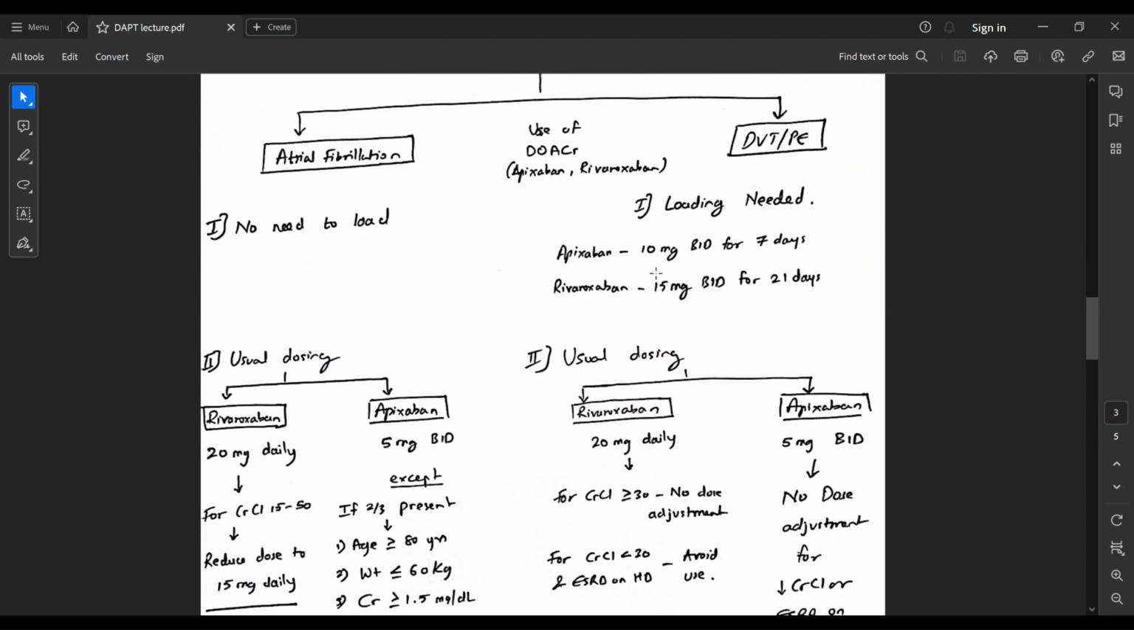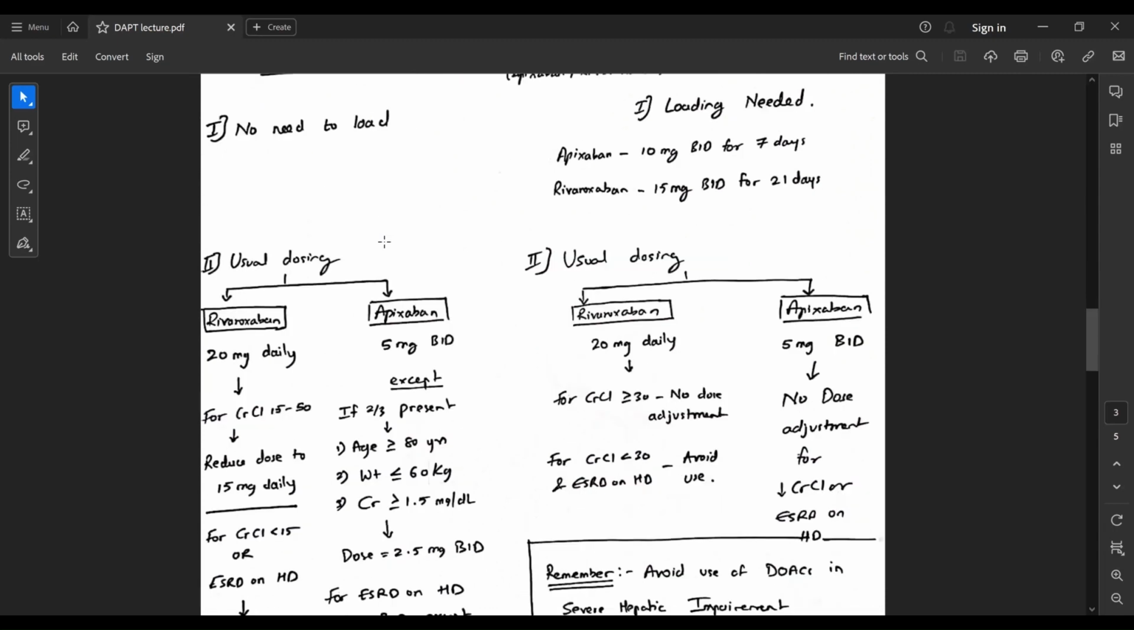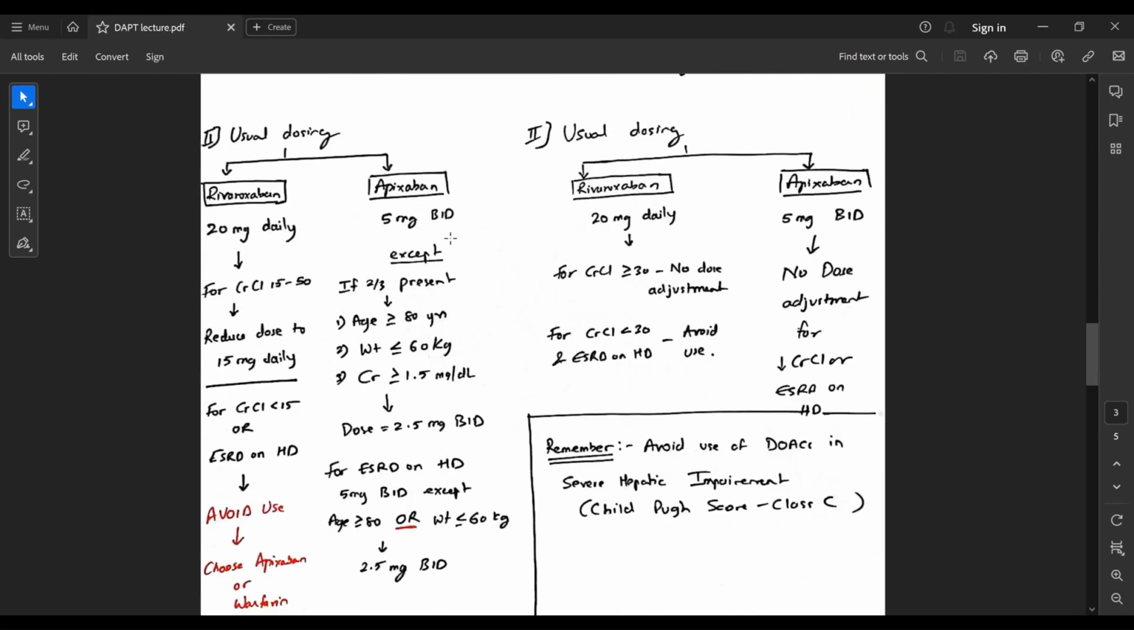That is apixaban 10 milligram twice a day for 7 days, followed by 5 milligram twice a day. And for rivaroxaban, it is 15 milligram twice a day for 21 days, followed by 20 milligram daily. So this is an important difference between atrial fibrillation and DVT or PE that you have to remember, that in case of venous thromboembolism, you have to load the patient, and in case of atrial fibrillation, you do not. Now, the usual dose in case of atrial fibrillation for rivaroxaban is 20 milligram daily, and for apixaban, it's 5 milligram twice a day. But there is a certain exception.